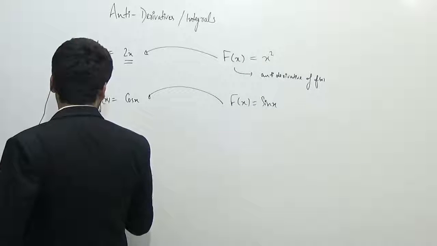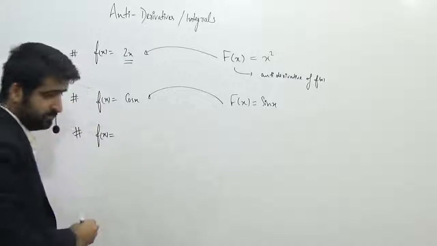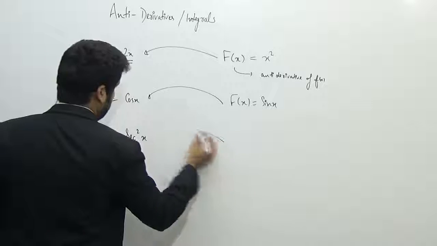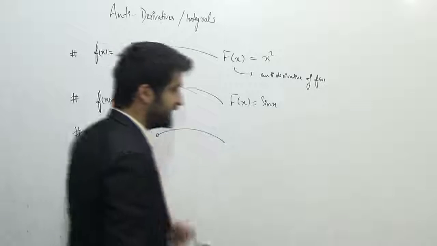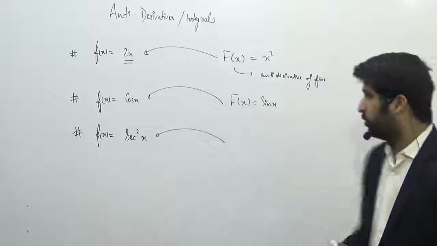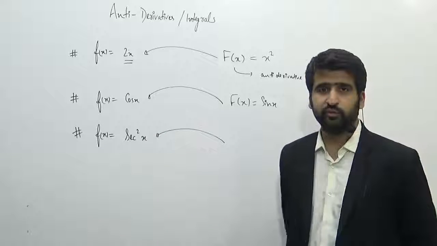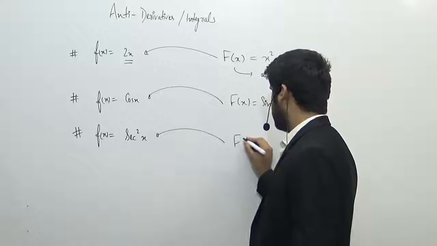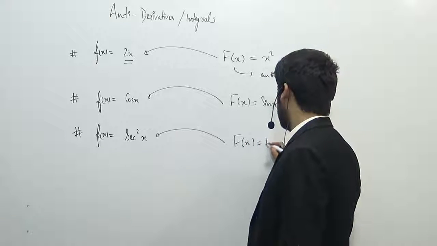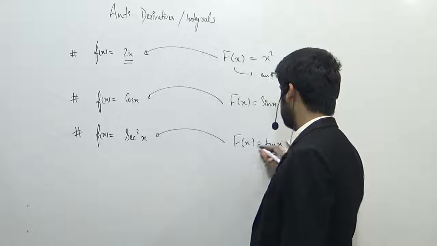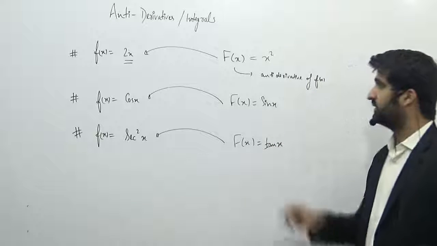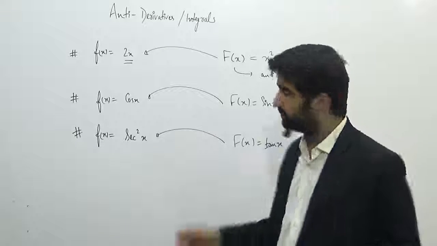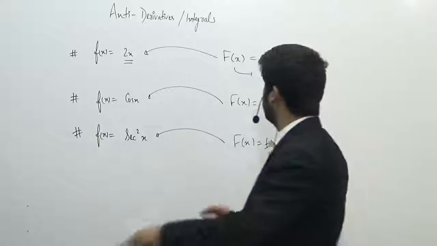Similarly, f x is equal to, let's say, the third one, sec square x, or secant square x. We know that in case of trigonometry, whose differentiation is equal to secant square x? What is that function? That function is capital F x equal to tan x. Therefore these are the antiderivatives of the three given functions. Now let's jump to conclusions in this case.